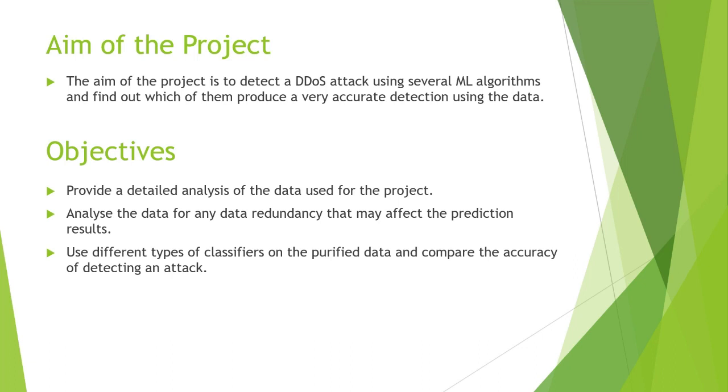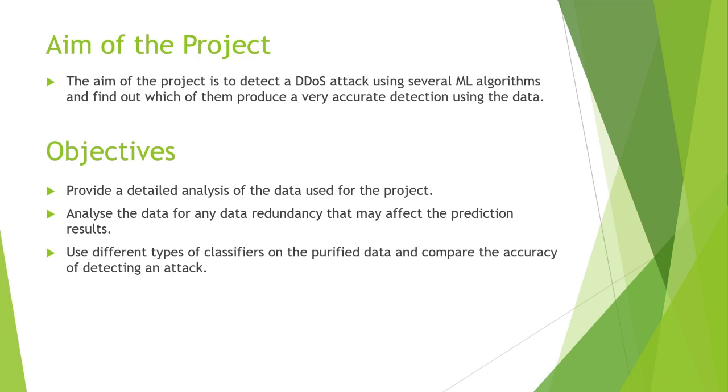The aim of the project is to create a machine learning model that can detect DDoS attacks and predict the accuracy of attack detection with different types of machine learning algorithms. Coming to the objectives, first one is to analyze the data and its parameters and check any redundancies that might affect the prediction values. Then we'll be taking the necessary steps accordingly, such as removing all empty and uncertain values, etc. And next we'll be using different types of classifiers on the data and predict the accuracy of detecting an attack.